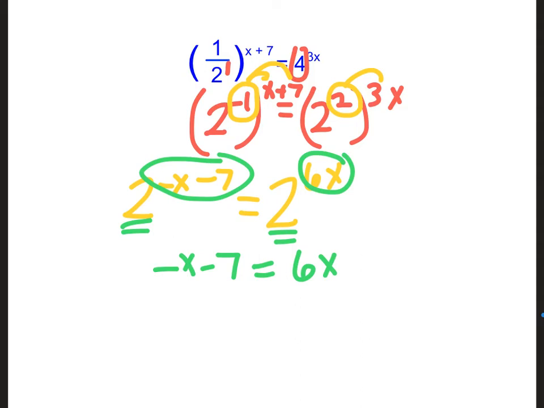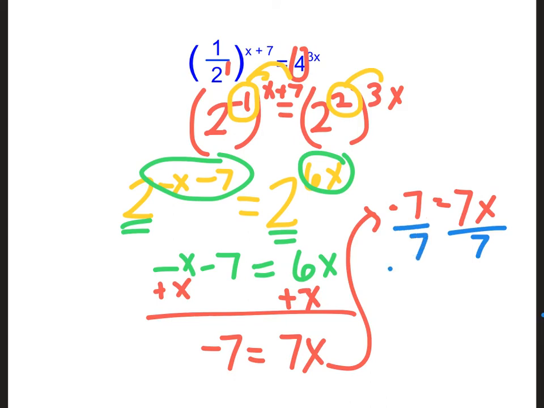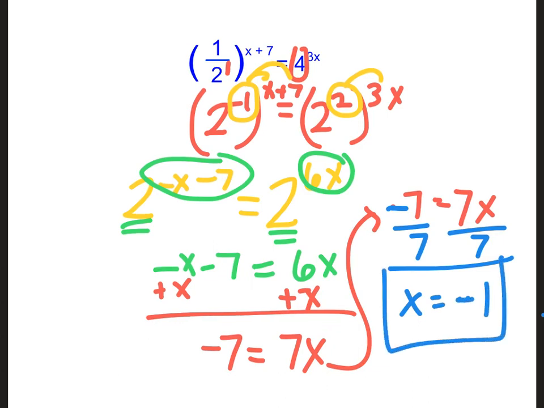I want to move all my x's to one side. We're trying to get x by itself, so I'm going to do plus x. I get negative 7 equals 7x. I'm going to rewrite that up here just because I'm out of space. And now I want to get rid of that 7 in front of my x. So I'm going to go ahead and divide both sides by 7. This is a negative. When I do that, I get x equals negative 1. And that's my final answer.